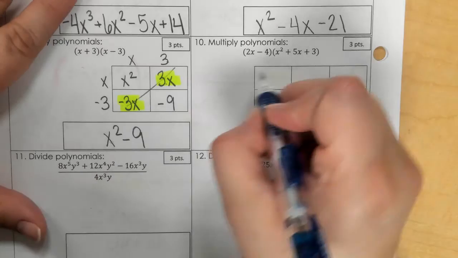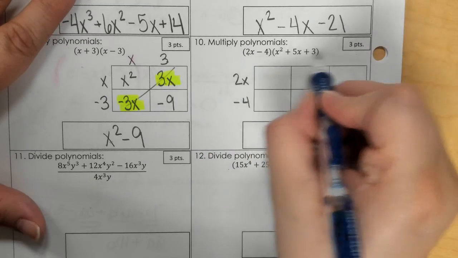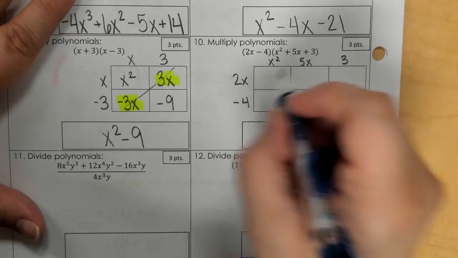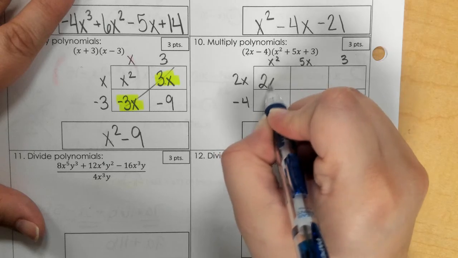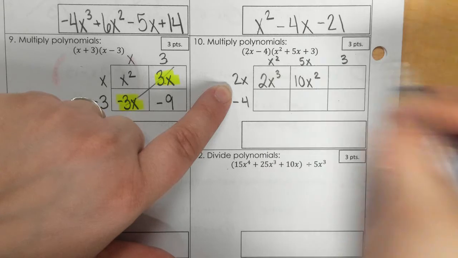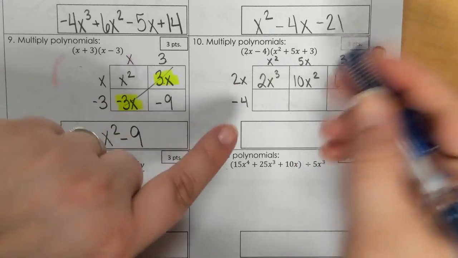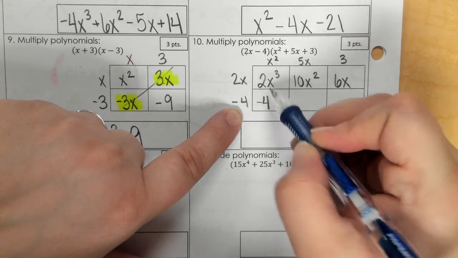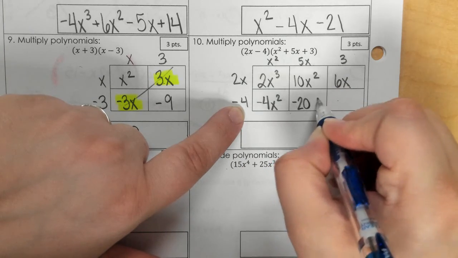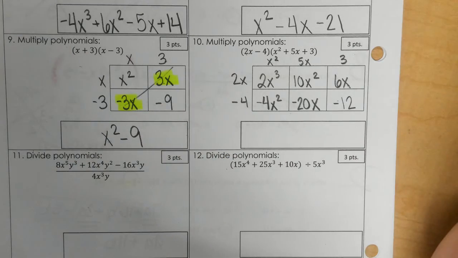In number 10, I'm going to put the binomial here because there's only 2 terms and there's only 2 spaces. Then I'll put the trinomial at the top. So this would become 2x to the third. 2x and 5x would be 10x squared. 2x times 3 would be 6x. Then we have negative 4x squared. This would become 5 times negative 4 is negative 20. Bring the x down. And then 3 times negative 4 is negative 12.